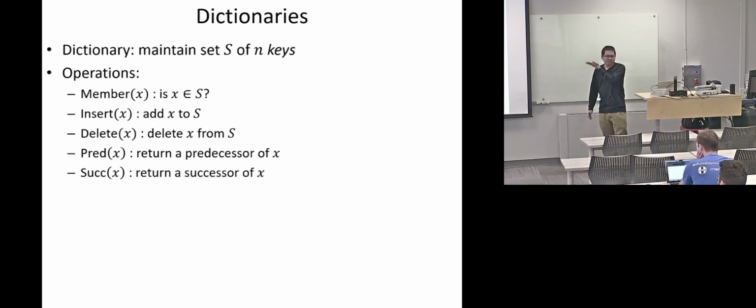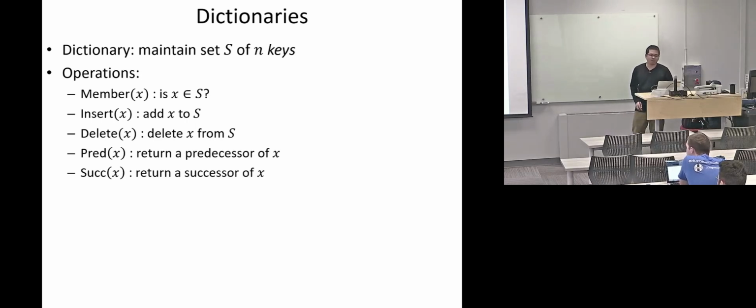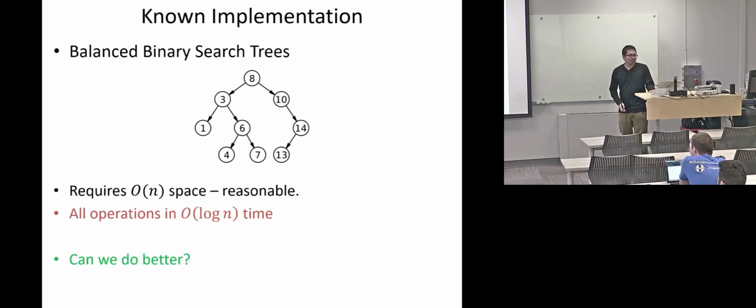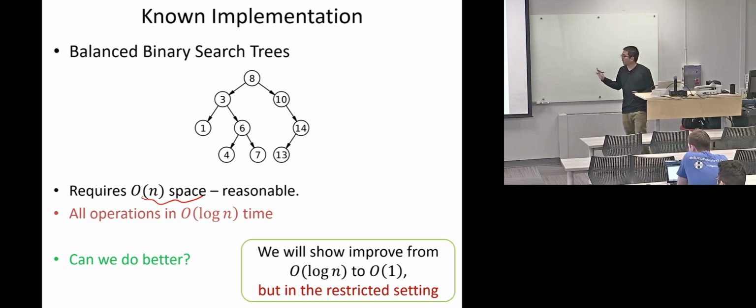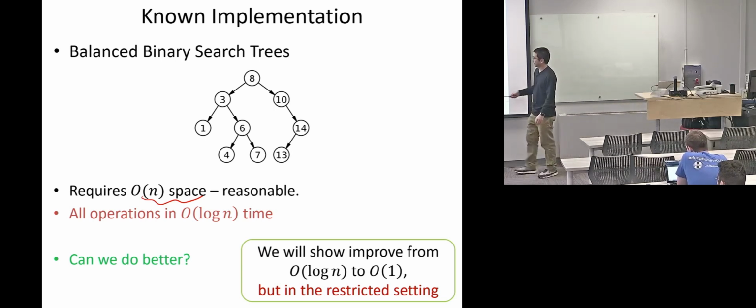Let's look at a basic data structure, the dictionary. Where you maintain a set, you can insert, delete, look at predecessor or successor. Here you know that with a balanced binary search tree, everything can be done in log n time, and the space is just linear. Okay, that's good, but can we do better? That's the goal of today. We want to show that you can actually improve log n to constant with randomization.